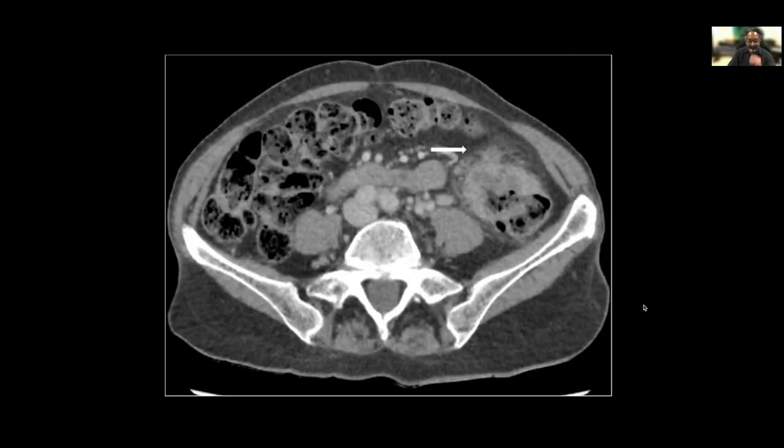And it's a mass, a diffuse mass in this area. Yes. Correct. It is colon cancer. Well done.